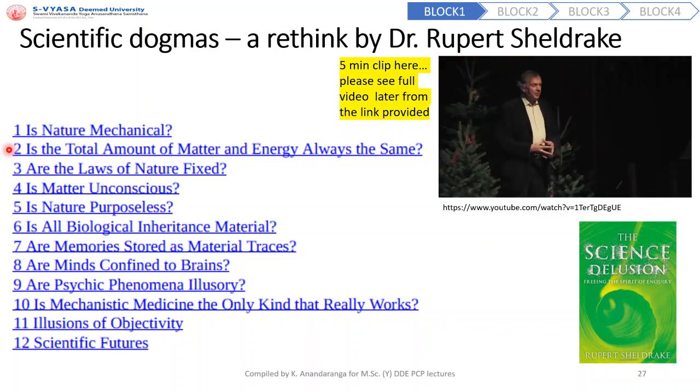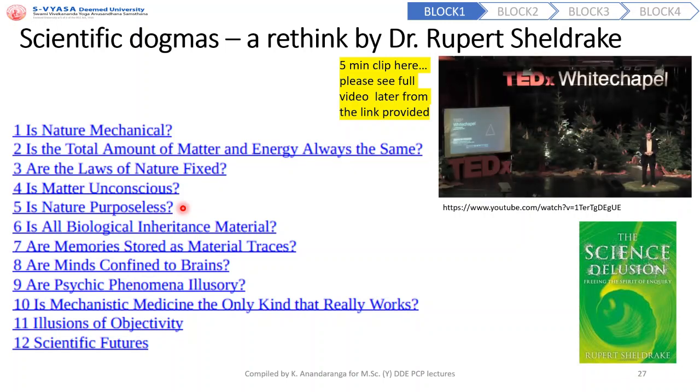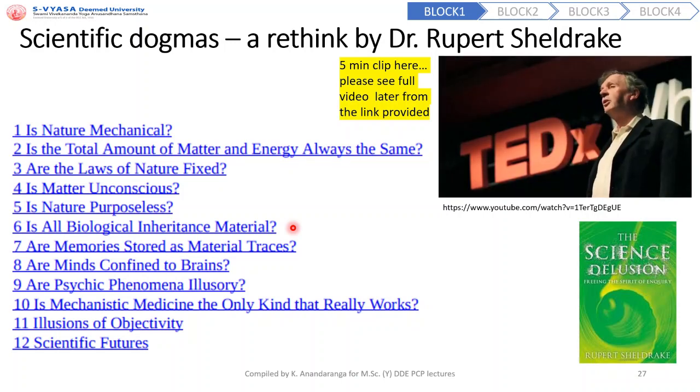The fifth dogma is that nature is purposeless. There are no purposes in all nature, and the evolutionary process has no purpose or direction. Dogma 6, biological heredity is material. Everything you inherit is in your genes, or in epigenetic modifications of the genes, or in cytoplasmic inheritance. It's material. Dogma 7, memories are stored inside your brain as material traces.